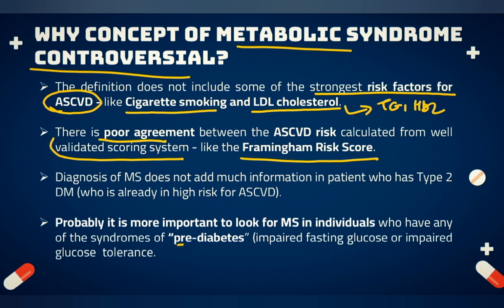The third and very important controversial point is that the present definition includes the person who is already having type 2 diabetes mellitus. However, it is recommended that this definition should include the person who has pre-diabetes, as it will add much more validation and much more benefit for calculating the metabolic syndrome risk. So these controversial elements should be kept in mind with respect to the metabolic syndrome.